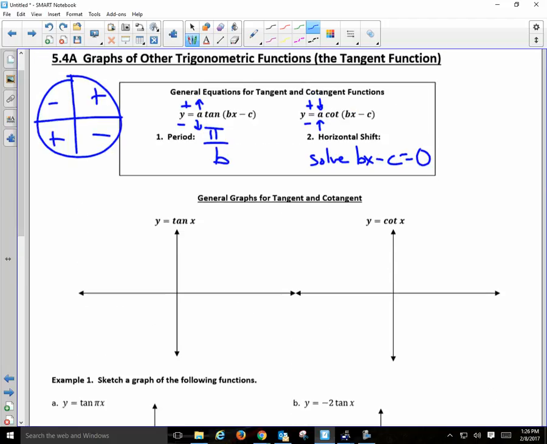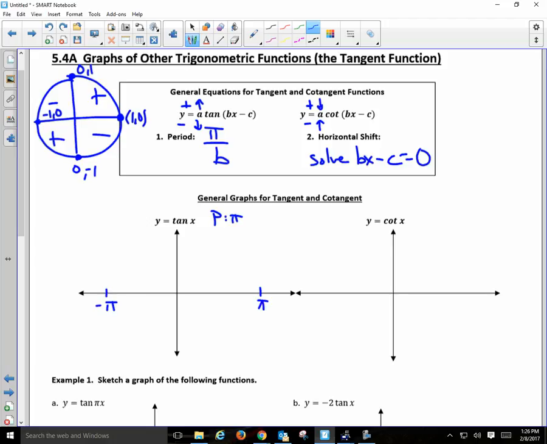And as I look at the general graphs, I have to consider these coordinates right here, okay? This is the coordinate 1, 0. This is the coordinate 0, 1. This is negative 1, 0. And this is 0, negative 1, okay? We said tangent repeats itself every pi. The period is pi. So I'm going to mark out pi.